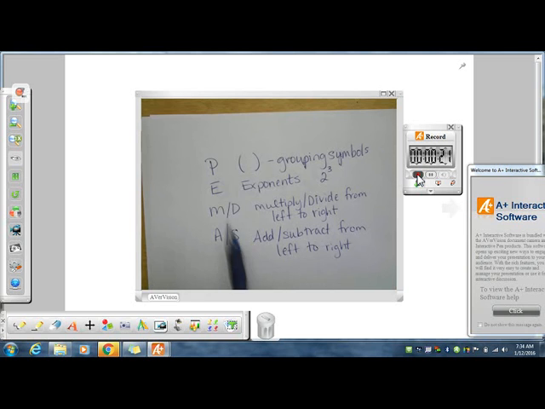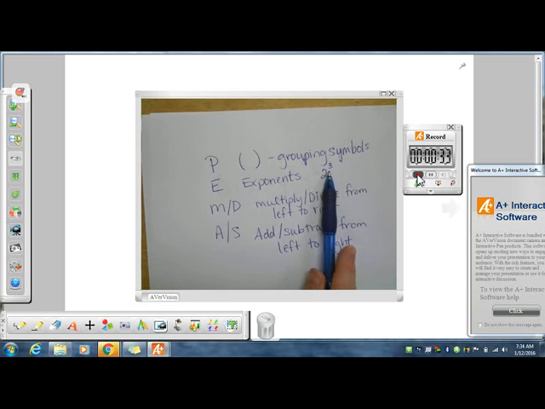That's one way. P stands for parentheses or any grouping symbols. That can include a big fraction bar or brackets, things like that. E stands for exponents, so like 2 to the third power. MD I group together because it means multiply or divide from left to right.